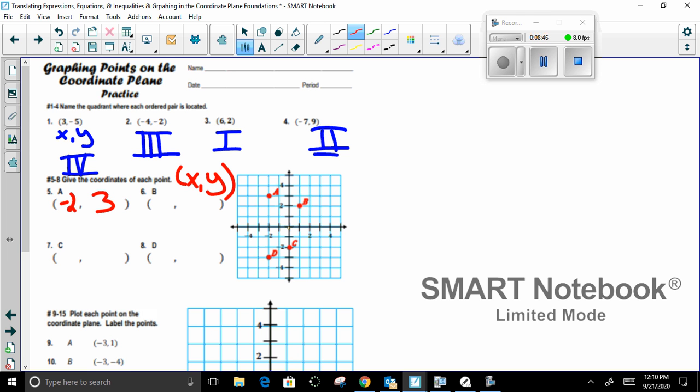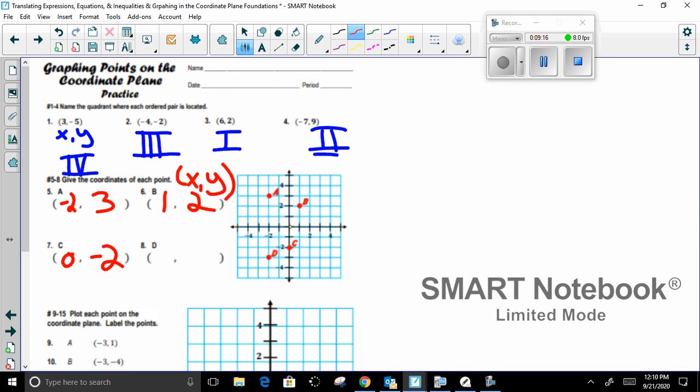Point B, horizontally left or right first. I need to go right, which is +1. And then vertically, do I need to go up or down? I need to go up, which is +2. So those are both positive. C, do I need to go horizontally left or right? I don't need to go horizontally at all, so that would be a 0. Vertically up or down, I need to go down, and it's 2. So (0, -2), because it's right on that y-axis.